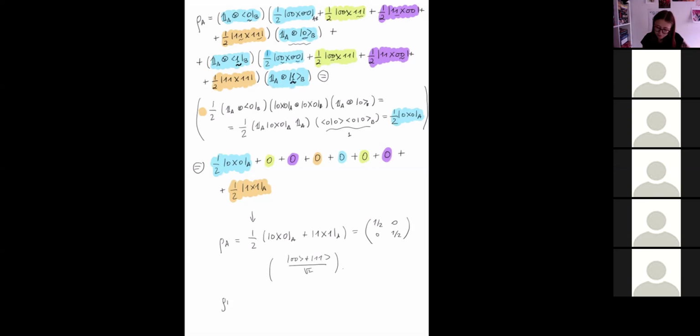Because it was symmetric with respect to A and B, we can conclude that rho B will actually be the same as rho A. We can perform the same operation if you want, and it would be just 1/2 |0⟩⟨0| on B plus 1/2 |1⟩⟨1| on B. Also the same matrix.